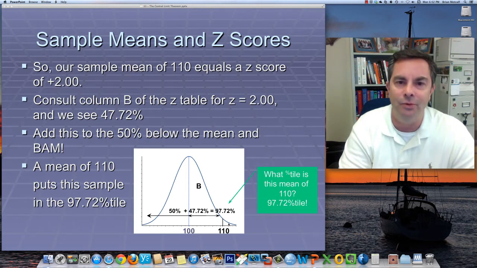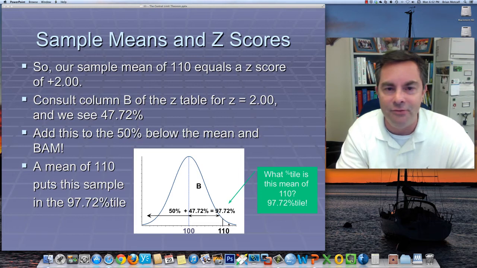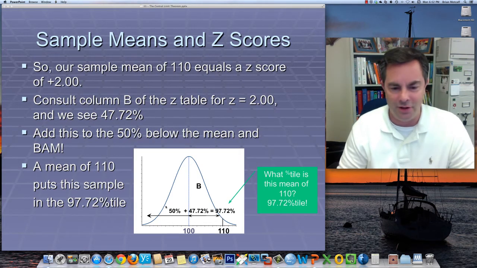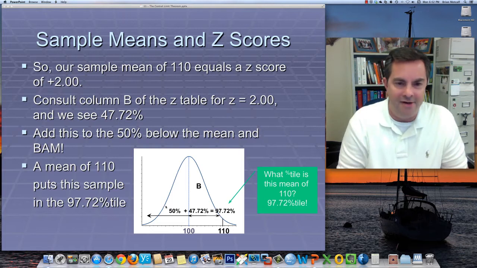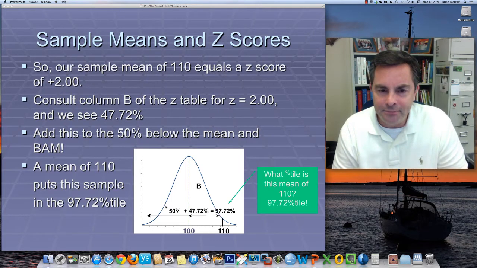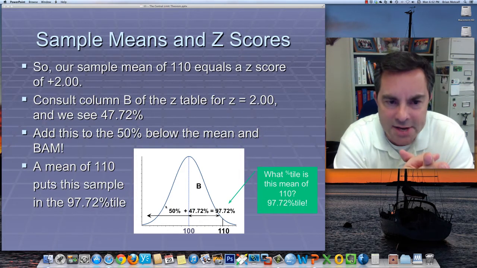One person having a 110 is good, nothing to write home about, nothing to throw a parade for, but gather just 9 people together who collectively, one way or another, have a mean of 110, and that's rare. That's rare. Now put this in an experimental context.